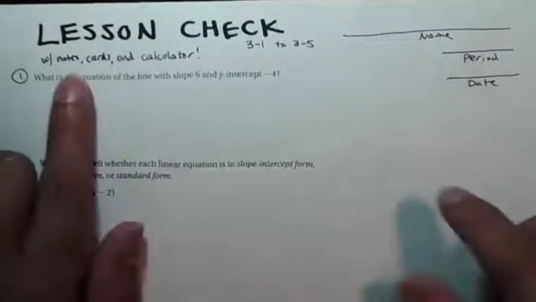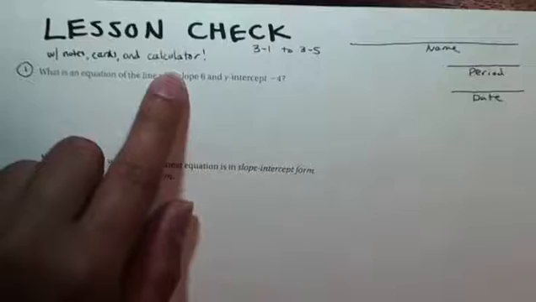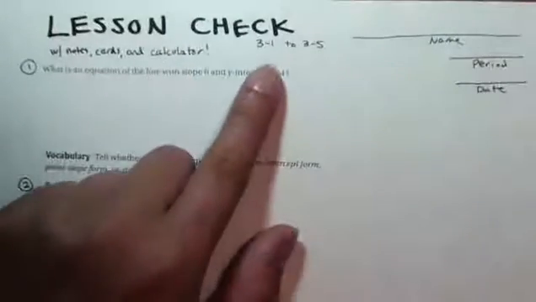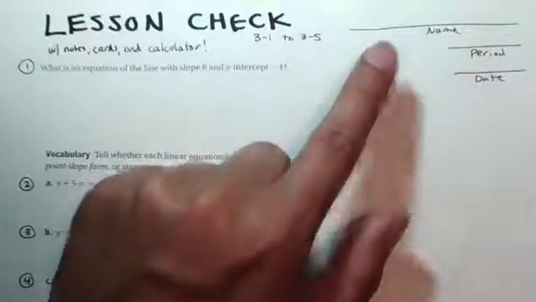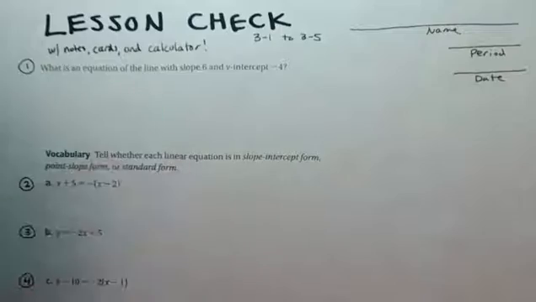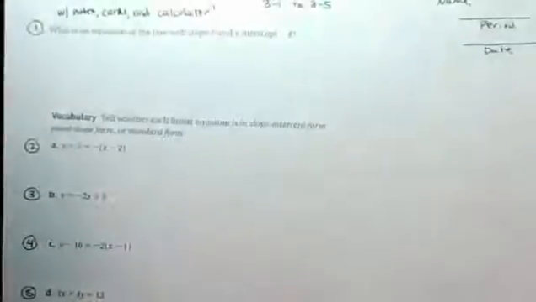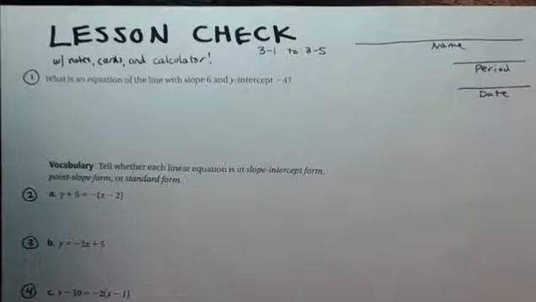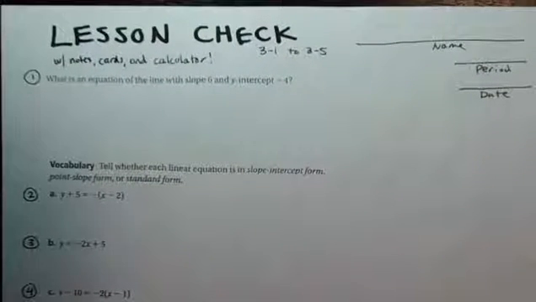Okay, again it says you can use your notes, cards, or calculators. And this is 3.1 to 3.5. Make sure your name, period, and date is on there. You're going to read the questions and answer them. It's front and back, 11 questions. When you're done, turn it into the tray. And then you will sit quietly looking over your notes and studying those.